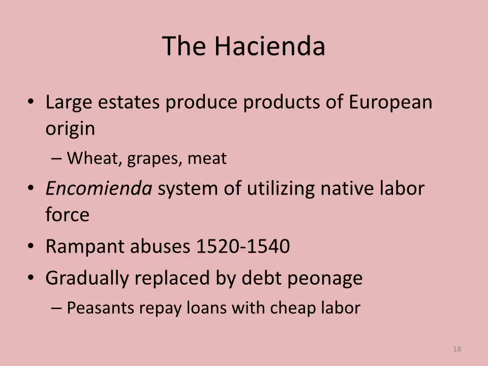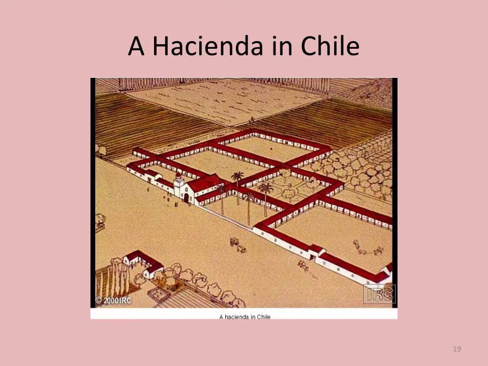Gradually it is going to be replaced by debt peonage, which is going to be essentially where people pay for you to travel all the way over here, and eventually they'll let you free, or indentured servitude. Peasants repay loans with cheap labor. Now, here's what they look like. Here's one in Chile. They are very, very profitable because of the high desire for European goods, especially amongst the immigrants or the local descendants of Europeans.